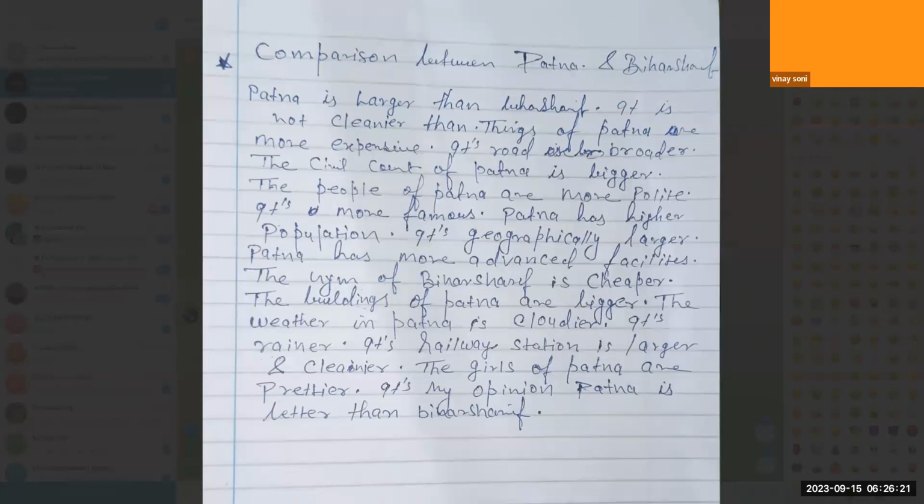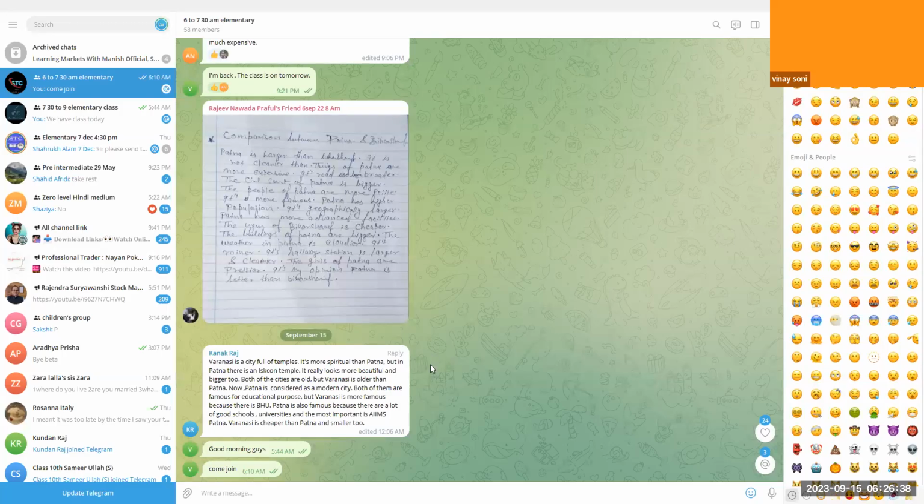The girls in Patna are prettier. It's my opinion. Patna is better than Bihar Sharif. Okay, very well tried, Rajiv. I'm happy that you tried, you wrote. You did a good job, man. Keep it up. And anybody else wants to send their homework in the group? They can.